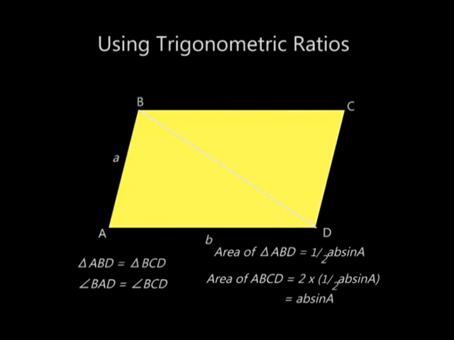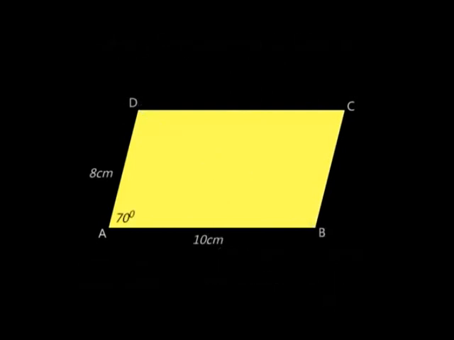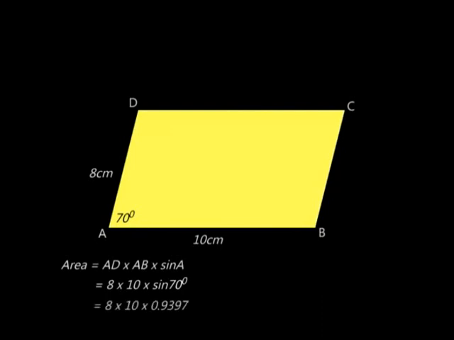That is equal to 2 times a half AB sine A, and that gives us AB sine A. Giving specific measurements to our parallelogram, suppose we have a parallelogram with sides 10 centimeters and 8 centimeters, and an angle here of 70 degrees. Area is equal to AD times AB times sine A, and that is equal to 8 times 10 times sine 70. Sine 70 is equal to 0.9397. So 8 times 10 times 0.9397 gives us 75.18. So the area of the parallelogram is equal to 75.18 square centimeters.